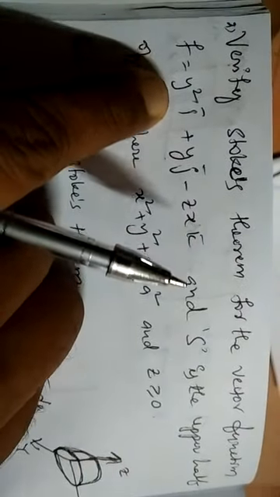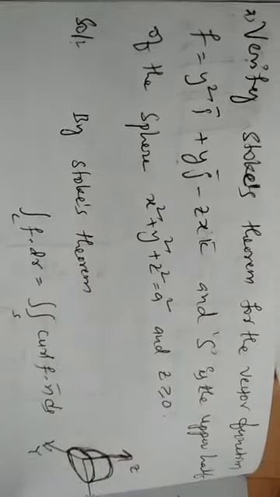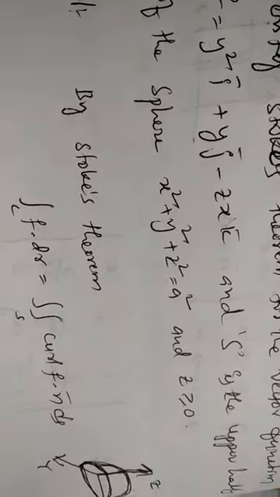Look at the problem. Verify Stokes' theorem for the vector function f equal to y squared i plus y j minus z x k, and S is the upper half of the sphere x squared plus y squared plus z squared equal to a squared, and z greater than or equal to 0.